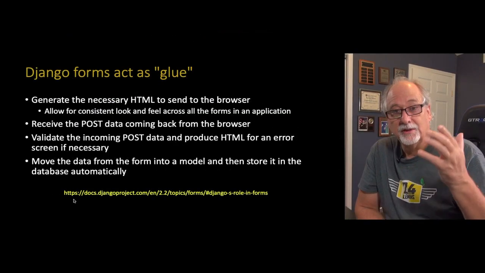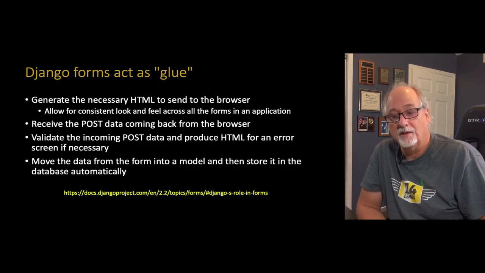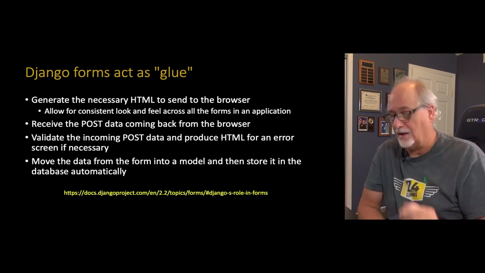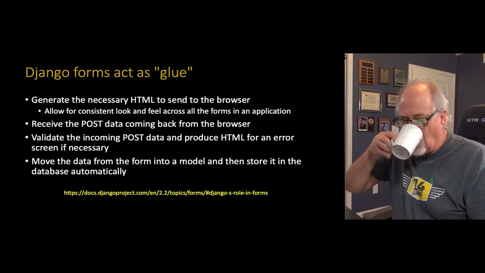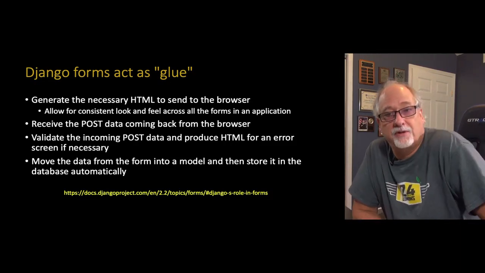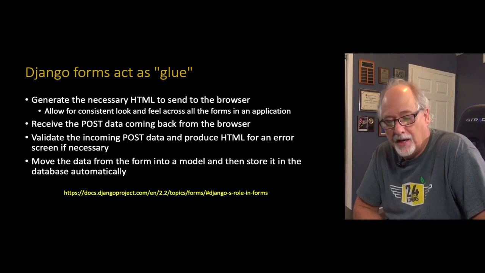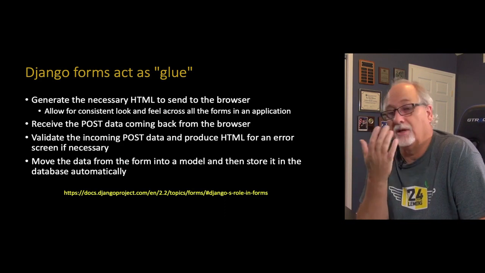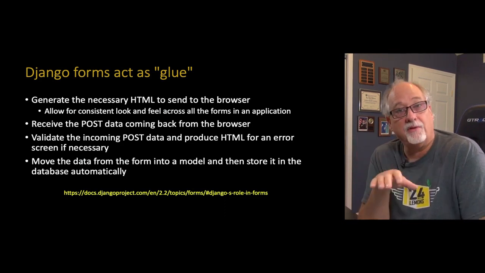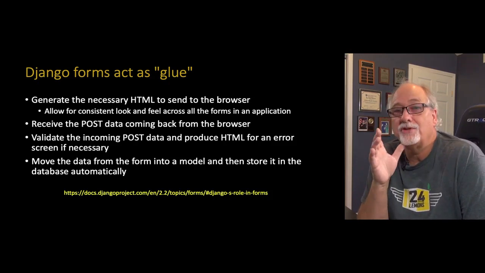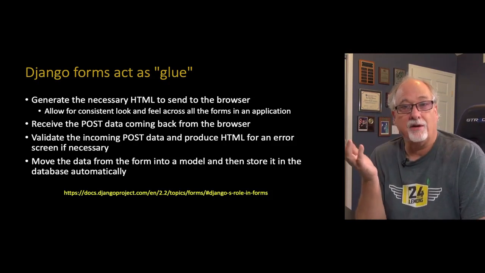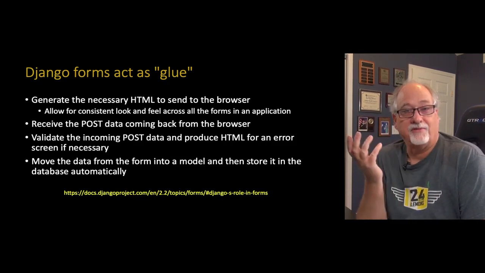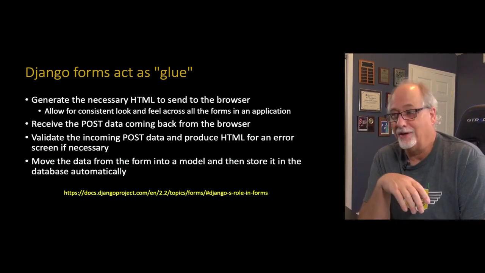And what's cool is Django form objects that we're going to create act like glue. They can generate the HTML, they allow for a consistent look and feel, and they allow you to change the look and feel. When the post data comes back from the browser in a form that it created, it puts it all in the right spot. It validates the data based on a set of rules that you specify, like this has to be this kind of thing or that kind of thing, or a date or a character or an integer or a floating point. Whatever the rules are, that's all done for you in Django. And if something goes wrong, then it hands you an error form that you can send right back to the user. And then of course, once it's validated, it moves it into a model and can even do the database store automatically.